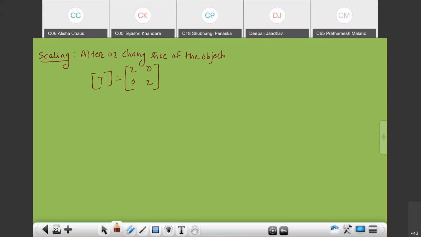Instead of 2, suppose I use 3 here, it triples the size of the object, and we call it a uniform scaling.